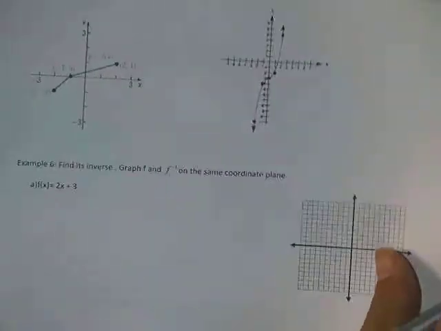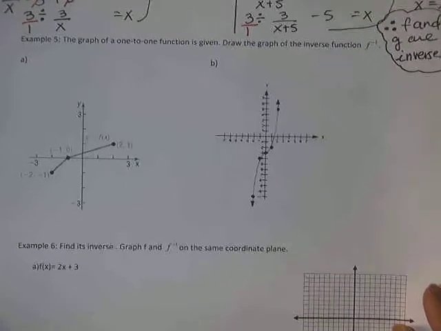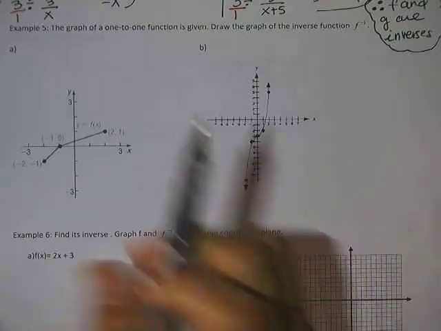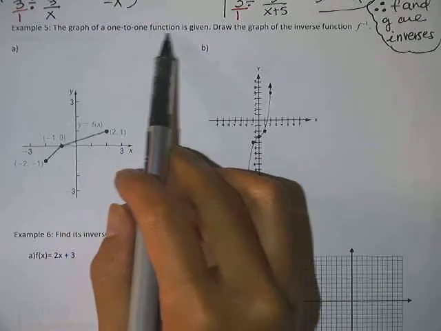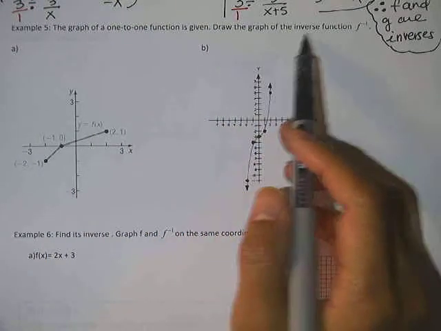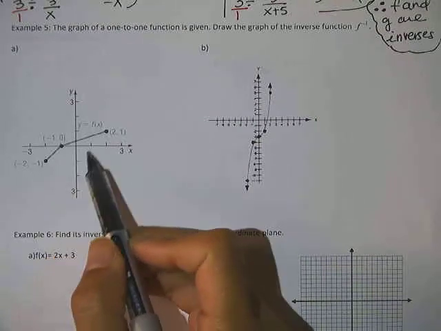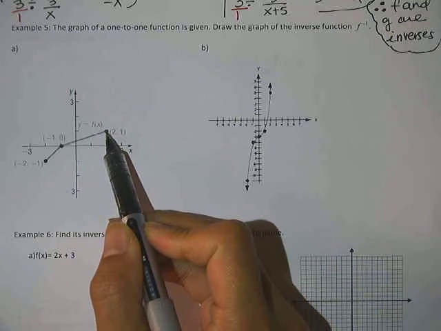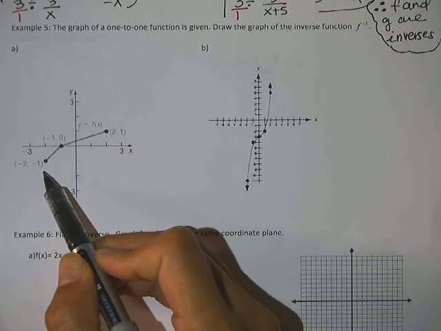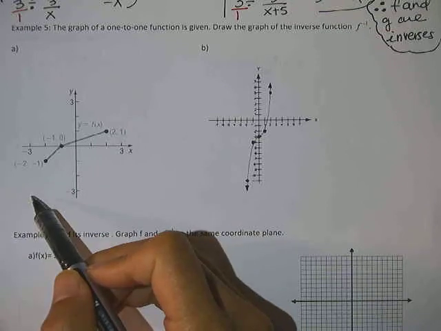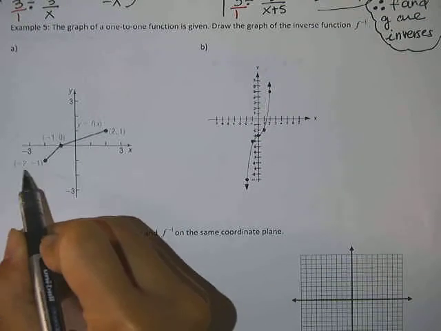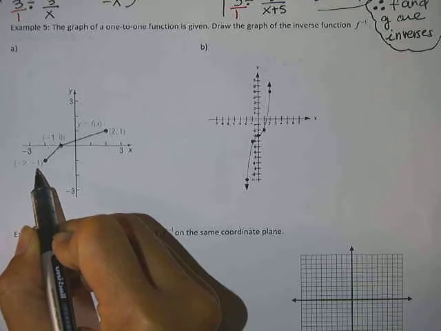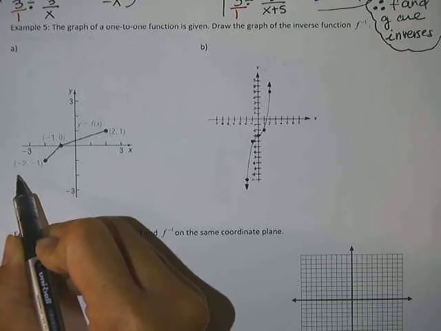Okay, so our last example of this video is the graphical. So example 5. The graph of a 1-to-1 function is given to us. Draw the graph of its inverse. For this particular one, it gave you 3 nice points, already labeled for us. So to find its inverse, just like the previous example, we're going to switch x and y. This is now negative 2 comma negative 1, so to switch x and y, it's going to be negative 1 comma negative 2.